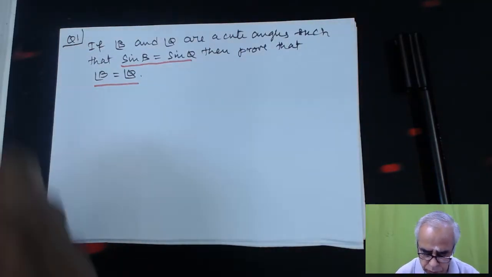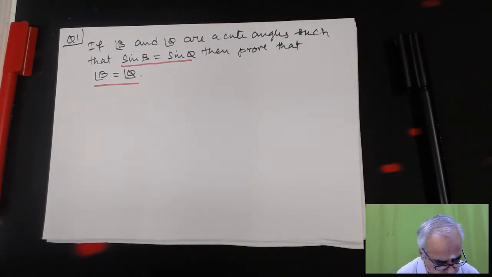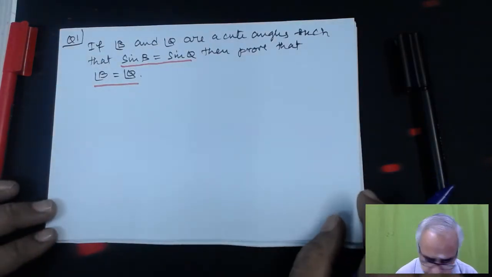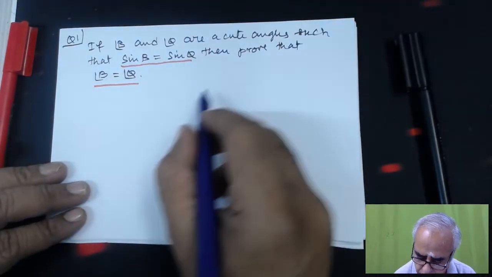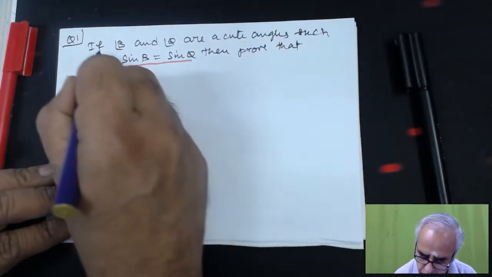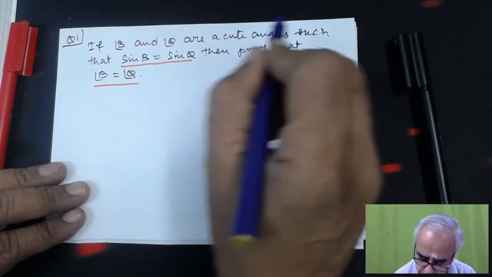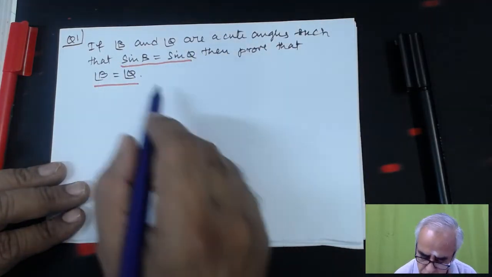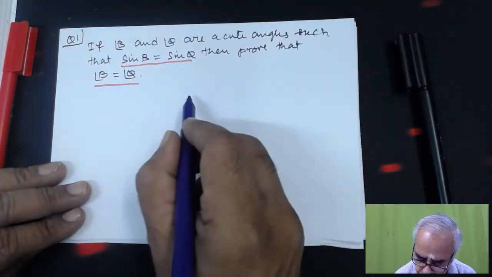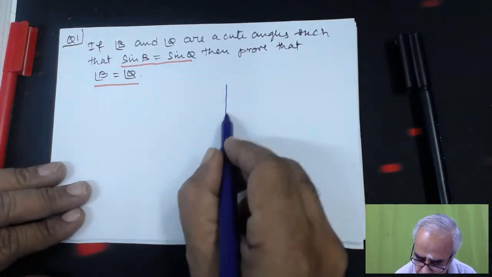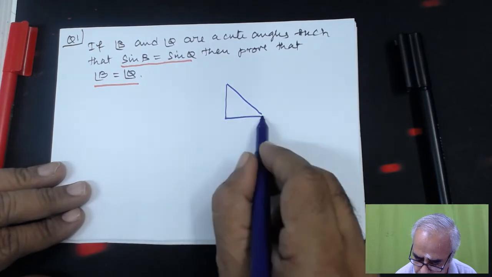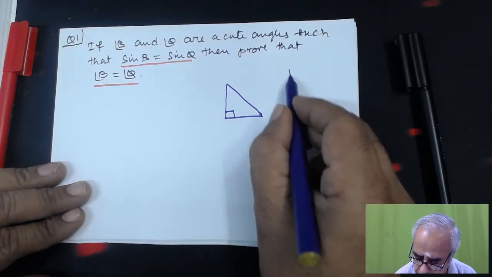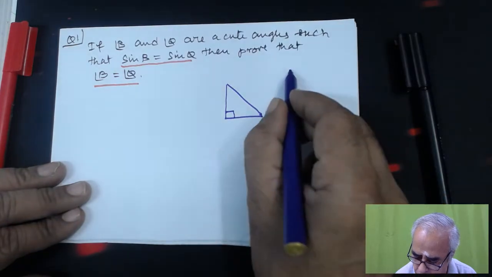So first of all, we should have some diagram. Let us draw this diagram. Angle B and angle Q are acute angles such that sin B is equal to sin Q. So we have got two triangles here. That is a triangle ABC, right triangle, and another triangle is PQR.